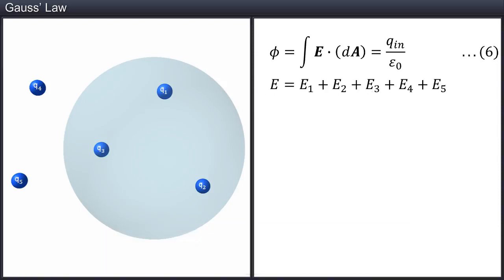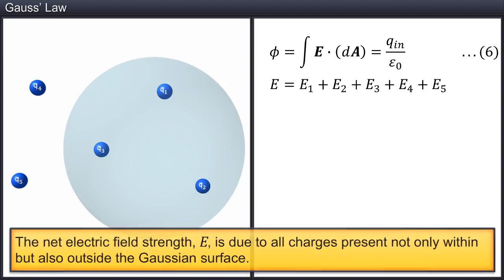The electric field strength appearing in the relation integral E dot dA is the net electric field strength E due to all charges present within the Gaussian surface and also outside the Gaussian surface. However, the charge Qn appearing in the above relation is the charge within the Gaussian surface.